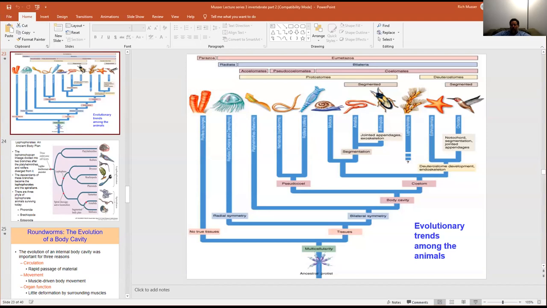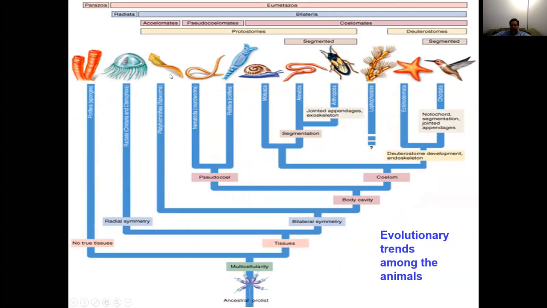Okay, so we were busy talking about flatworms at the last lecture. And remember, the flatworms are what we call acoelomates. Due to not having a body cavity, all the tissues come together. There's free-living flatworms, and the majority of flatworms are actually parasitic.